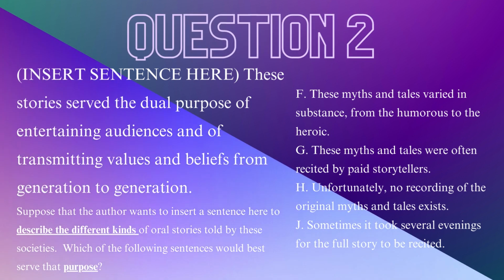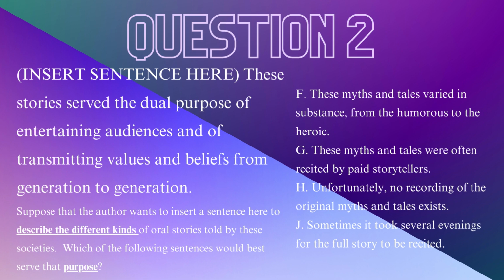Question 2. As we continue this passage, the next question proposes that we add a sentence before this sentence, indicated by the parentheses. The previous sentence from question 1 introduced legends and stories passed down from one to another verbally. This sentence says, these stories serve the dual purpose of entertaining audiences and transmitting values and beliefs from generation to generation. Question 2 asks, suppose that the author wants to insert a sentence here to describe the different kinds of oral stories told by these societies. Which of the following sentences would best serve that purpose?